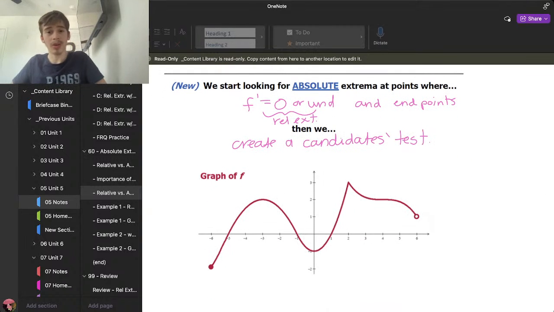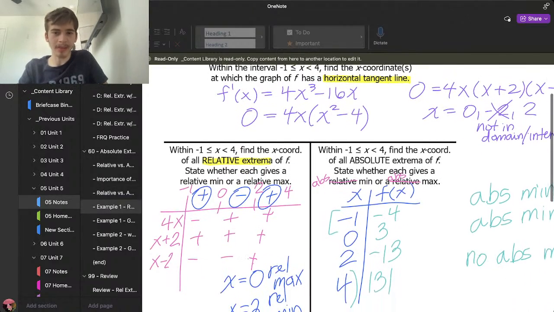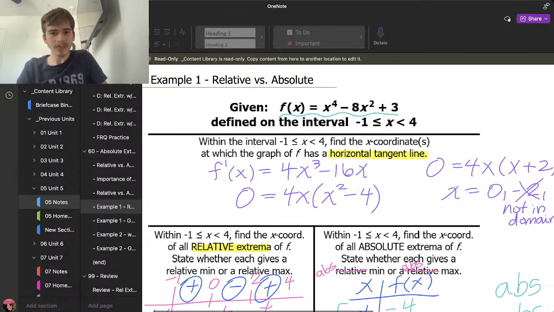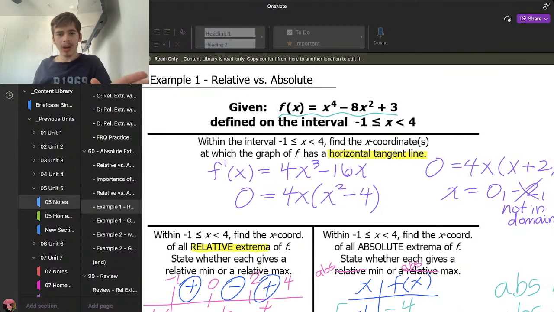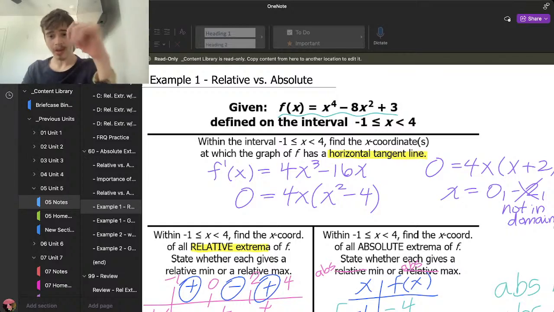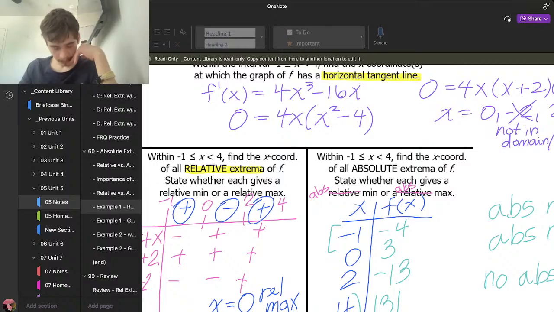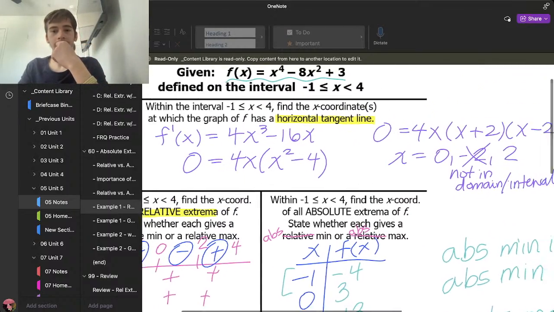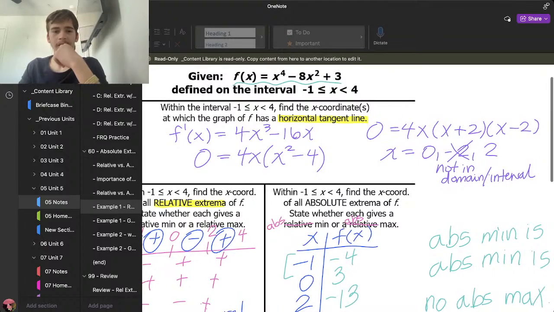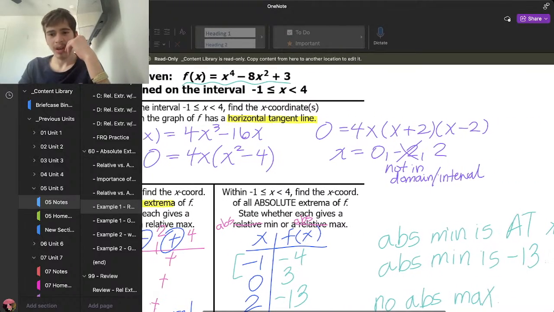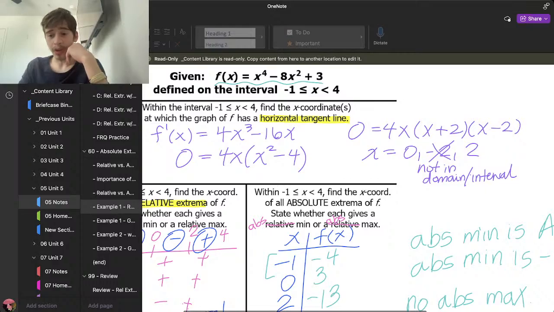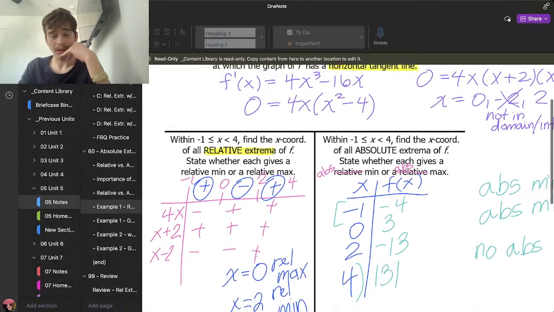Absolute extrema works like this. You use your relative extrema and endpoints. You have to consider your endpoints, unless it's exclusive, I believe. Then you create a candidates test. Let's consider this function. We're given an interval, inclusive and exclusive. So 4 is not included, but -1 is. Take the derivative, find your horizontal tangent lines, which is when f prime is equal to 0, and find your x's. -2 is not in the domain, so we don't consider it, even though it fits the critical point.